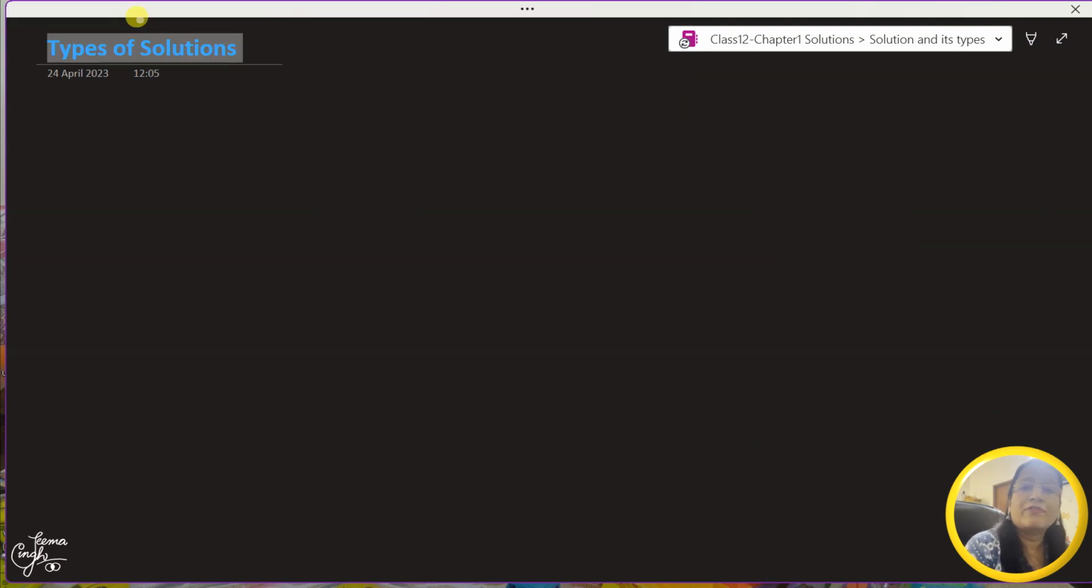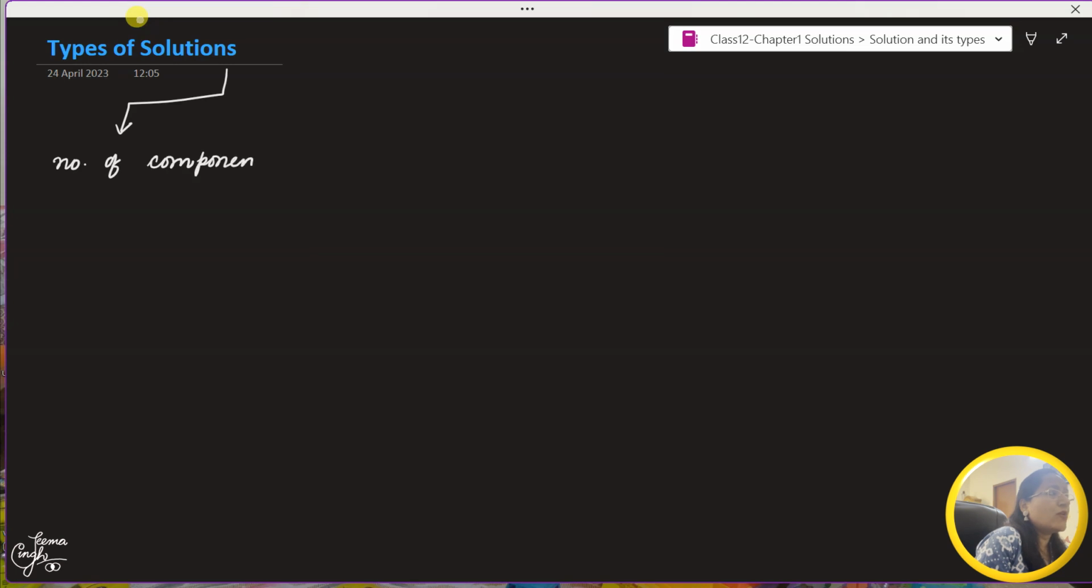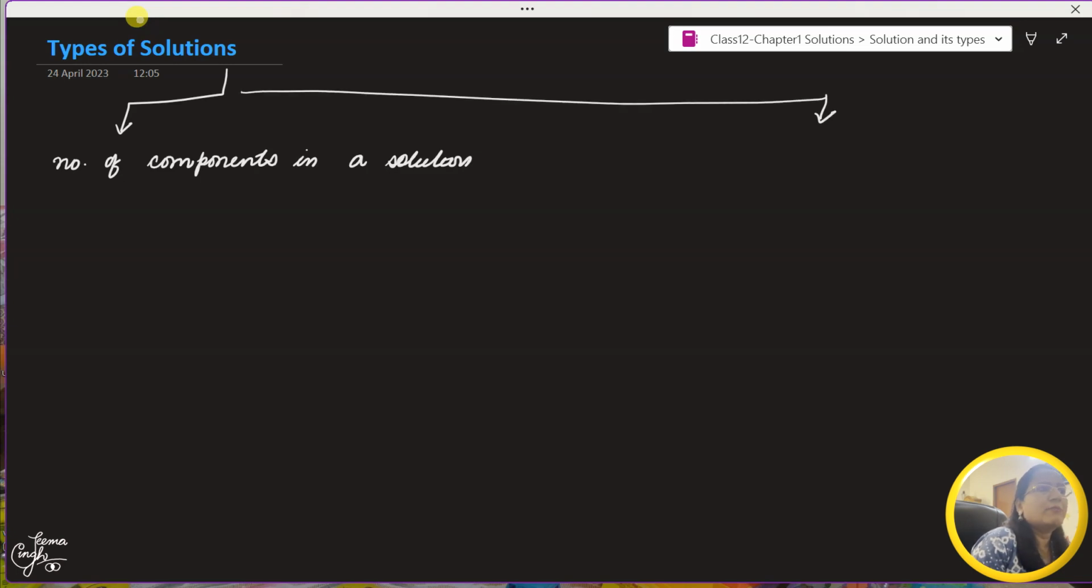Now there are two ways of classifying different types of solution. One is on the basis of number of components. Now you know what components are: solute and solvent. How many components make up a particular solution defines the type. And number two, which is more important, is on the basis of the physical state of the solvent. This one I'm going to mark important. You can have a 1 mark question from this particular topic.